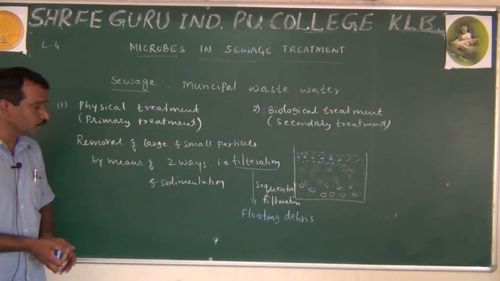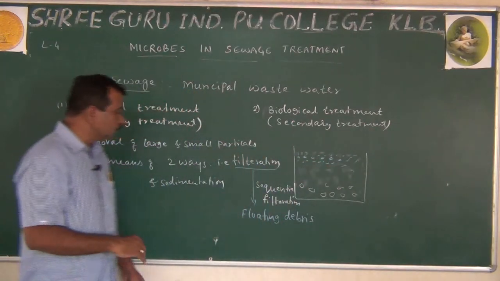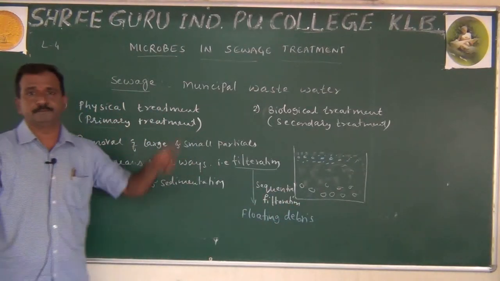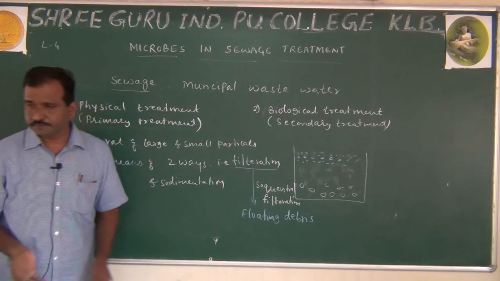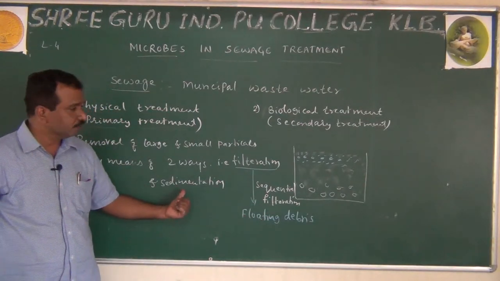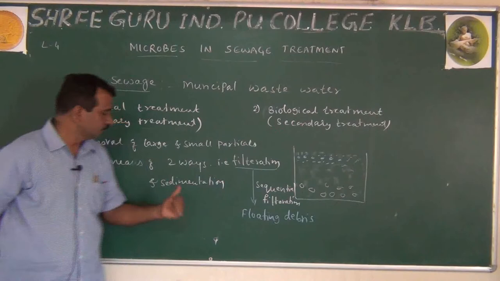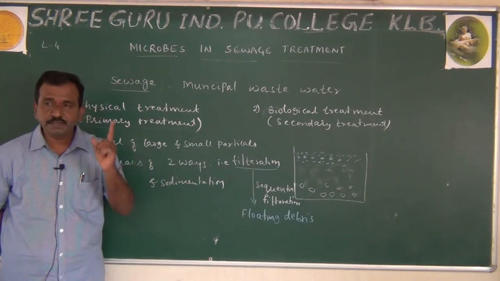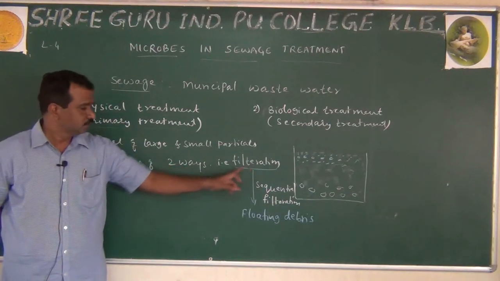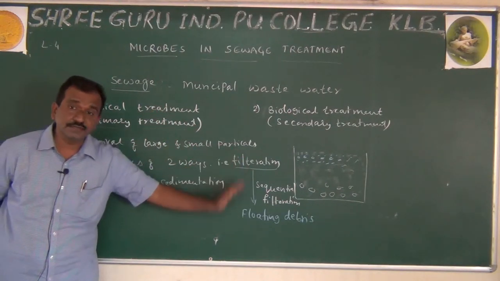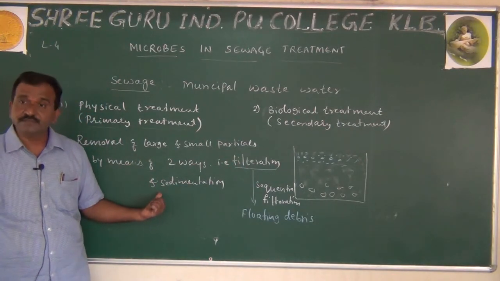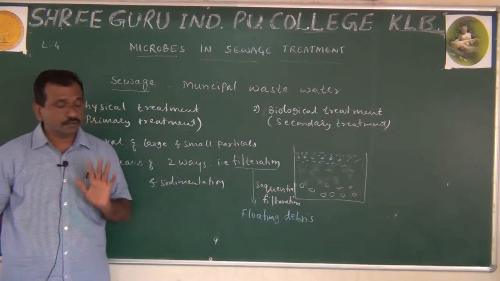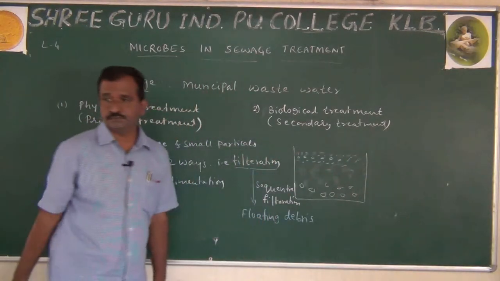So the filtration part is over. After removing the floating parts, the grit, small stones or pebbles have to be removed by means of sedimentation. In filtration the floating parts are removed, and in sedimentation the settled parts, like stones and all those things, are removed. So physical treatment normally takes place in two ways: filtration, where floating parts are removed by sequential filtration, and sedimentation, where the settled part in the lower part has to be removed.